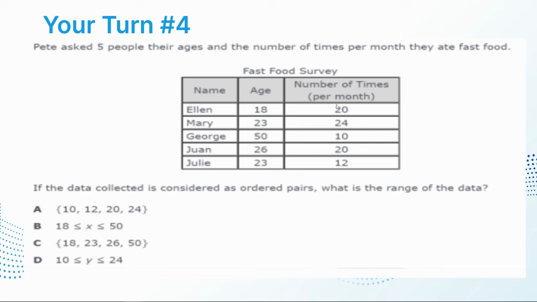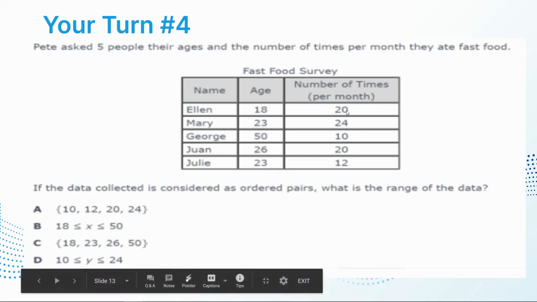So what's our smallest number in this small list of numbers? 10. What's the next number? Well, 12, then 20, and then 24. So which of these says those four numbers?